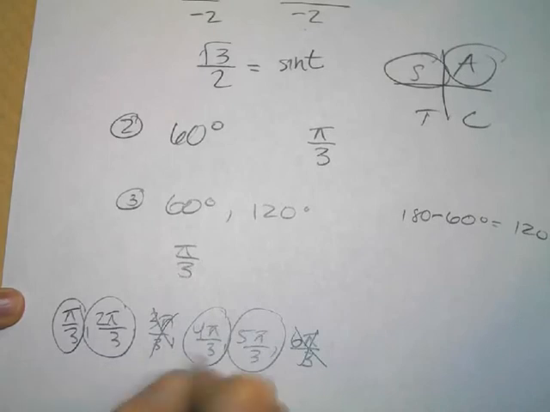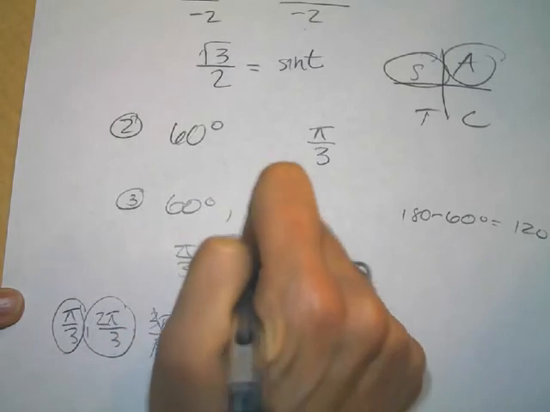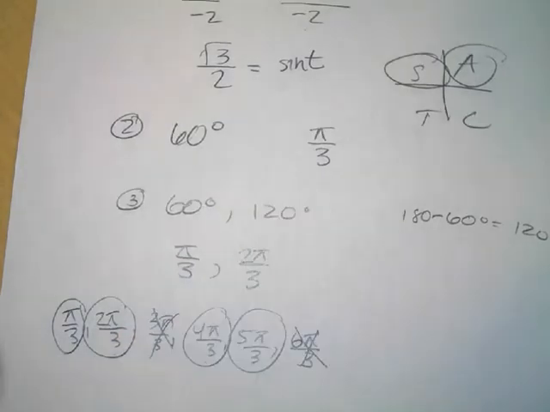1, 2, 3, 4. Which quadrants do we want? We have 1 and then 2, so it's 2 pi over 3. So is that how you number them? 1, 2, 3, 4? Just in the order that they're written.